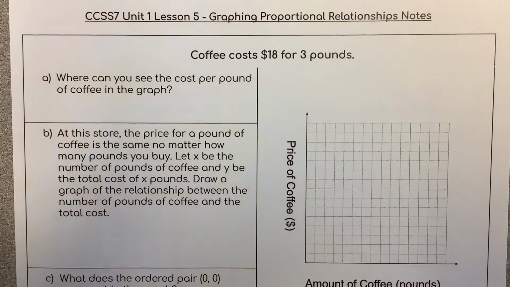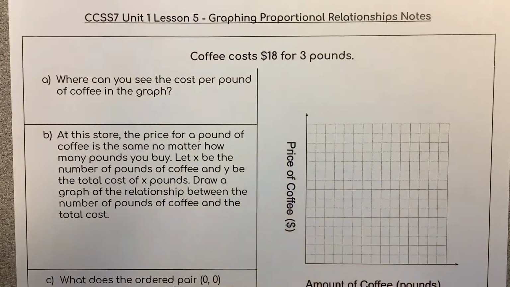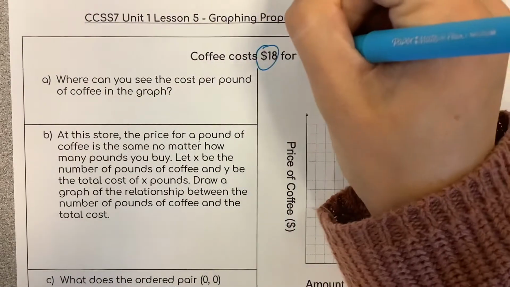All right, for today's lesson, we are going to look at graphing proportional relationships, and specifically looking at unit rates and using unit rates to graph. So the first scenario is that coffee costs $18 for 3 pounds. So $18 for 3 pounds.